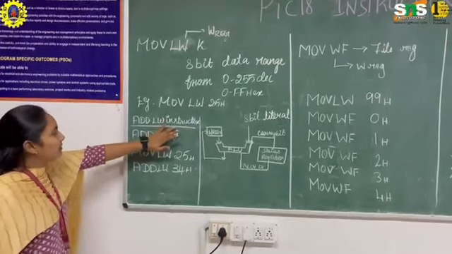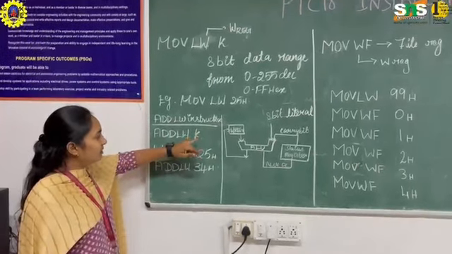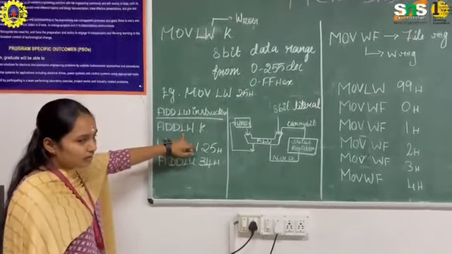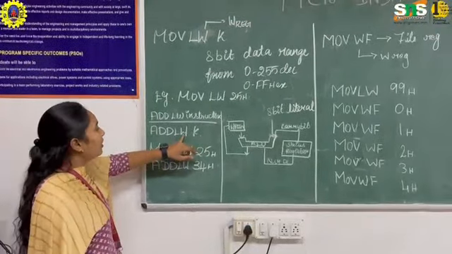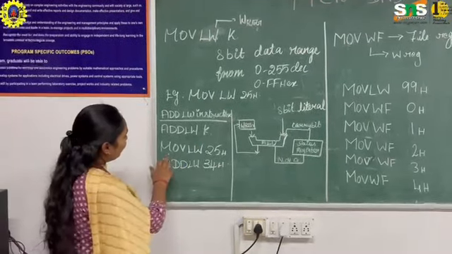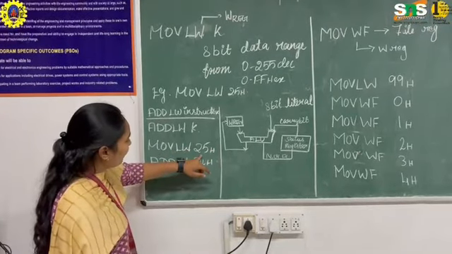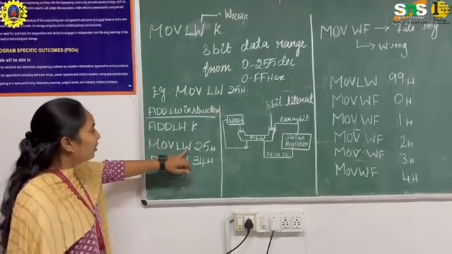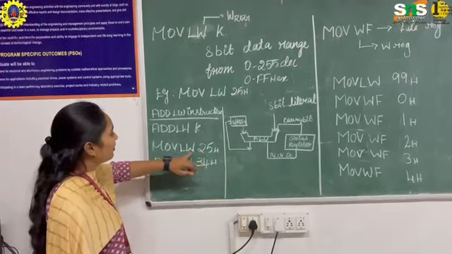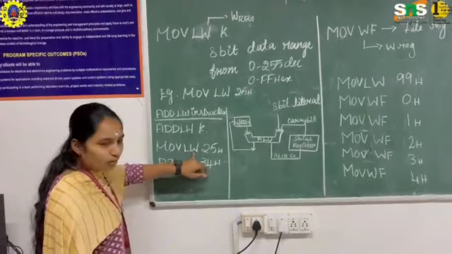Next, the ADDLW instruction. Here ADDLW means ADDLW K. K is the constant as we saw before. L is the literal which is the source, and W is the work register, which is the destination. For a small example, let me write MOVLW 25H, which means the literal value 25H will move to W. Here move means copy. The value of the literal 25H will be copied to the work register, so the copied value is stored in the destination.